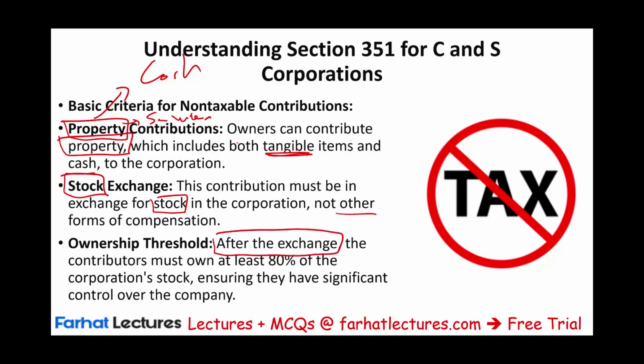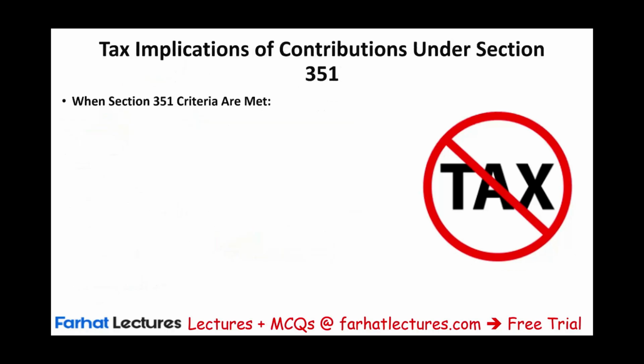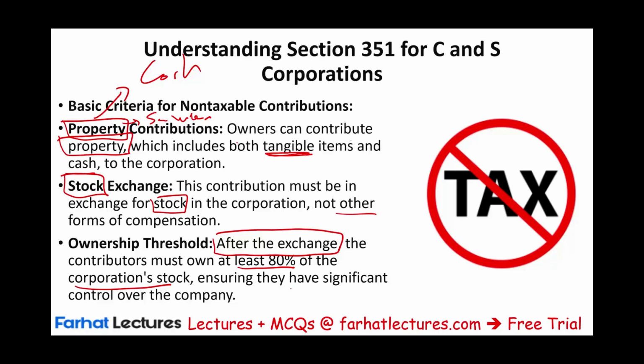After the exchange, the contributors, the people that contributed those assets, whether that's one individual or a group of individuals, must own at least 80% of the corporate stock after this contribution, ensuring they have significant control. And this is where the continuation of ownership comes in. The assumption is you own 80% or more of the corporation after the contribution. And that's why it's a continuation. You still own the same property, but through the corporation that you control. If you don't control the corporation, then Section 351 doesn't apply.